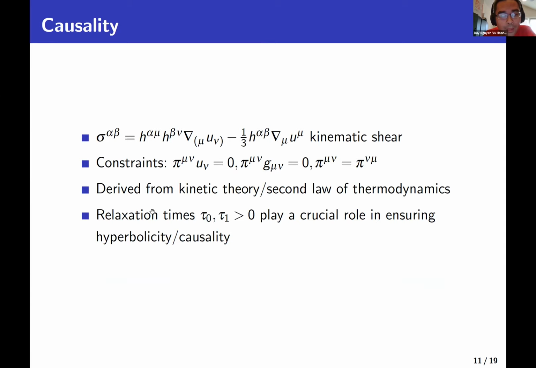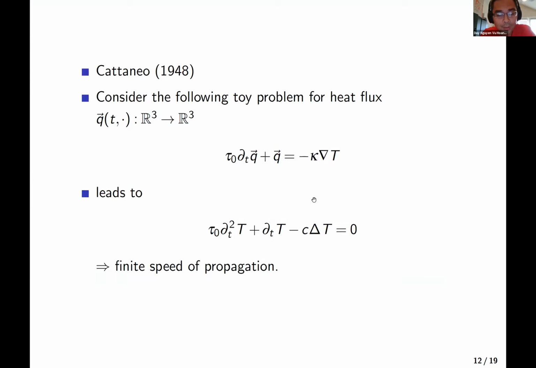These relaxation times play a crucial role in ensuring that the system is hyperbolic and also causal. I don't have any mathematical detail, but here's just a toy model that goes back to older work by Cattaneo. Suppose you want to model relativistic heat conduction, but forget about relativity for a moment. Just consider the three-dimensional heat flux. Ordinarily you would say that the heat flux is driven by the gradient of the temperature. So you have this part of your heat flux, but then you suddenly add this term over here: a relaxation time times the time derivative of Q.